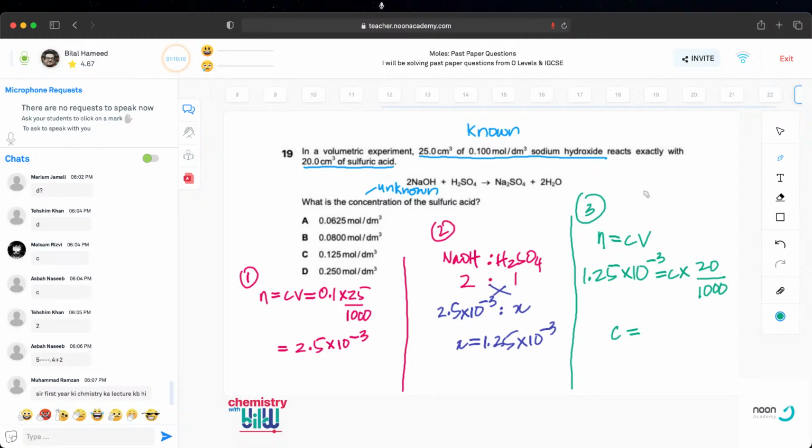25 times 2, then into 1000, gives 0.0625 moles per dm cube.